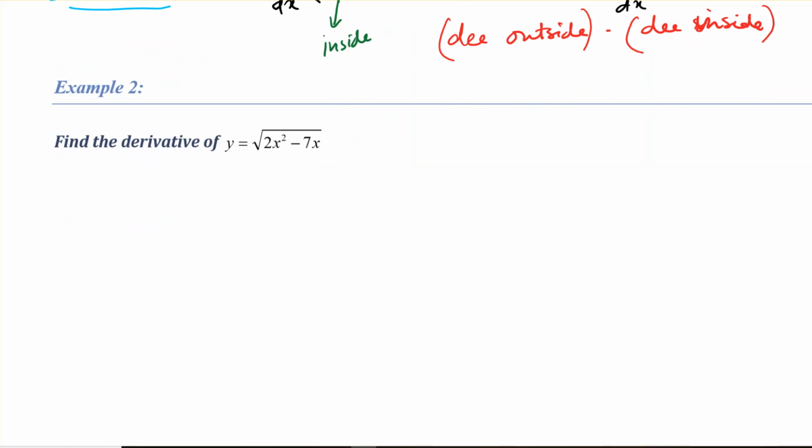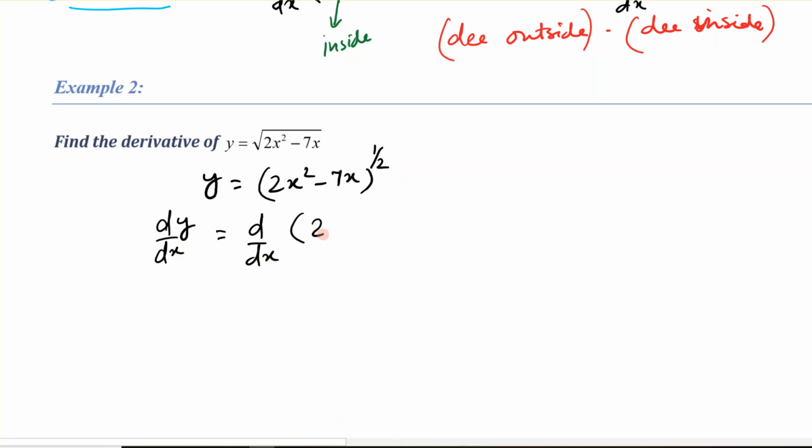All right, so in this example, I'm just going to rewrite the function as 2x squared minus 7x raised to power half, and our goal is to find the derivative. Taking the derivative on both sides, we take the derivative with respect to x of this function. We notice that here the variable is x, but here we don't have simply x. We have another expression. So it means we need to apply the chain rule.